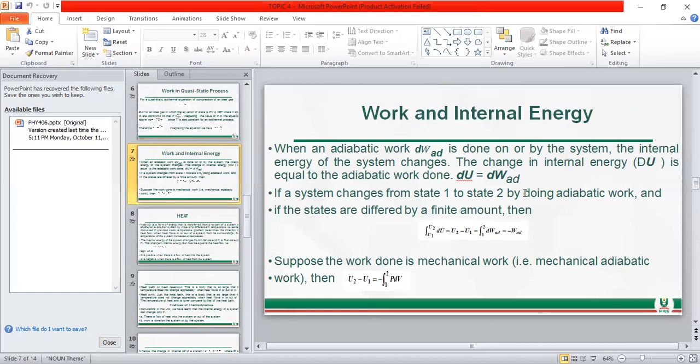Good. So if it is mechanical, the change in internal energy will be the product of the pressure and the change in volume. But for others, it will be equal to the change in the adiabatic work done. Is that clear? Please note this. It is very, very important. Now let's go to it.